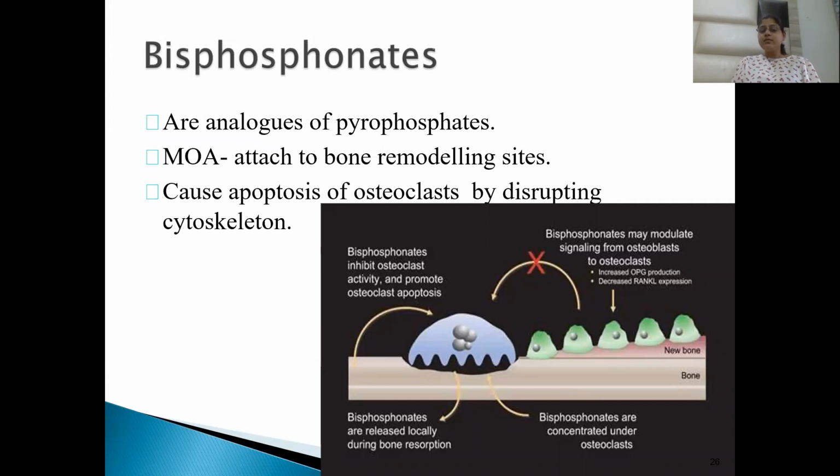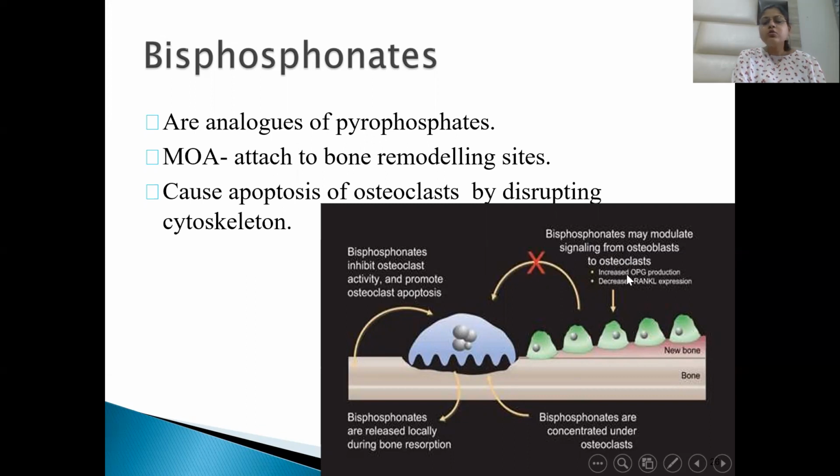Now, bisphosphonates. These bisphosphonates are the analogs of pyrophosphates. Mechanism of action: they attach to bone remodeling sites and cause apoptosis of osteoclasts by disrupting the cytoskeleton. This means these bisphosphonates are concentrated under the osteoclast, and are released locally during bone resorption. They inhibit osteoclastic activity and promote osteoclastic apoptosis, and they may also modulate the signaling from osteoblasts to osteoclasts.